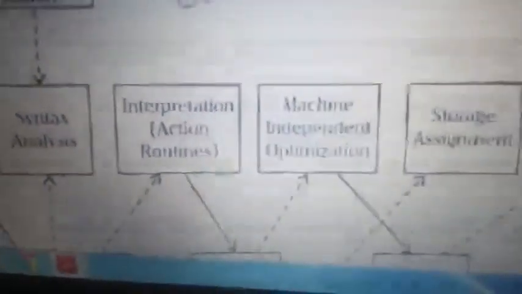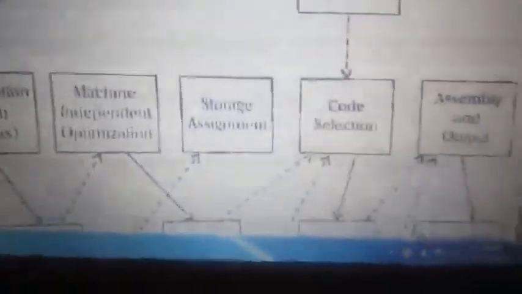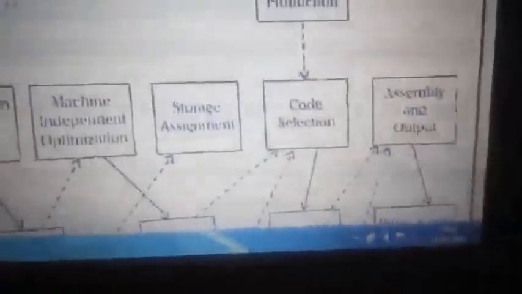Next is the syntax phase, which checks for the syntax and performs some action, that is an action routine, and gives you the interpretation of that action routine. Next you have the intermediate code, that is machine independent optimizations. Next storage, and the last is code selection and assembly. So there are 7 phases. We already discussed this in the previous unit.